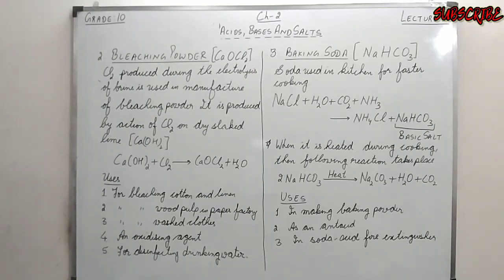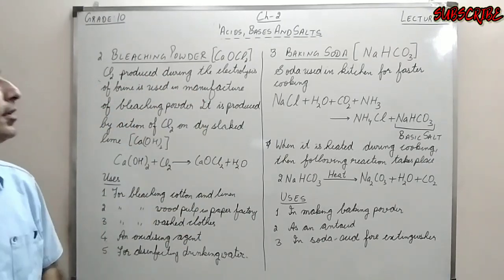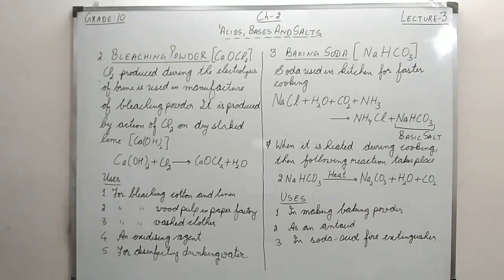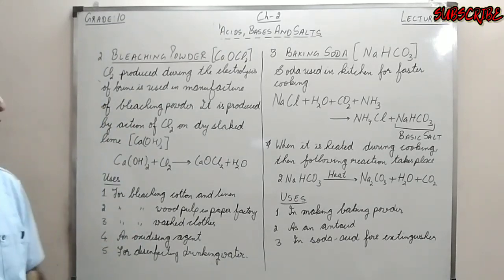Alright, we go to the next chemical in this series. The next chemical that comes is bleaching powder. The chemical formula is CaOCl2, and the chemical name is calcium oxychloride. And how it is produced, let's see first.